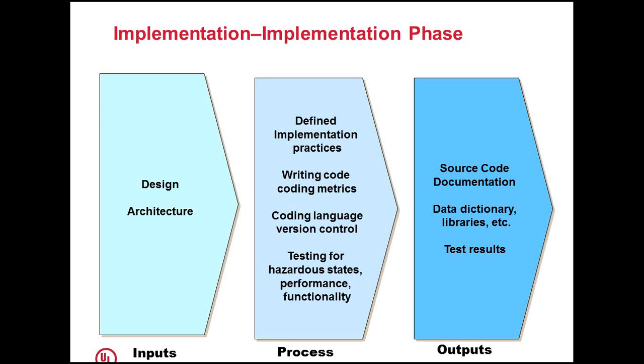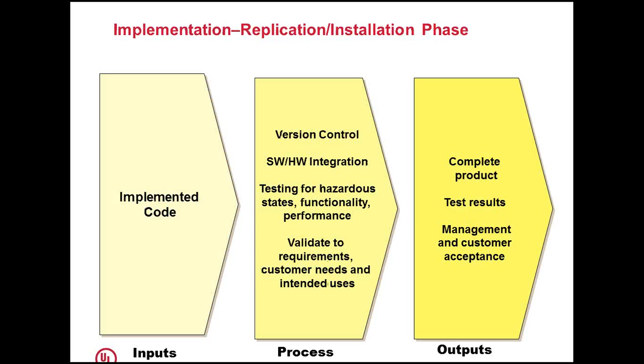In the implementation, based on the design architecture and the coding guidelines which are available, you go ahead and write the code using the coding language you have identified, and you do a certain amount of functional testing at that stage. You have the source code, the data dictionary, libraries, test results, etc. In the installation phase, you take the implemented code further and integrate it with the hardware, do a performance test there and validate the requirements against the intended use. The output is the complete product, test results, and the customer acceptance.